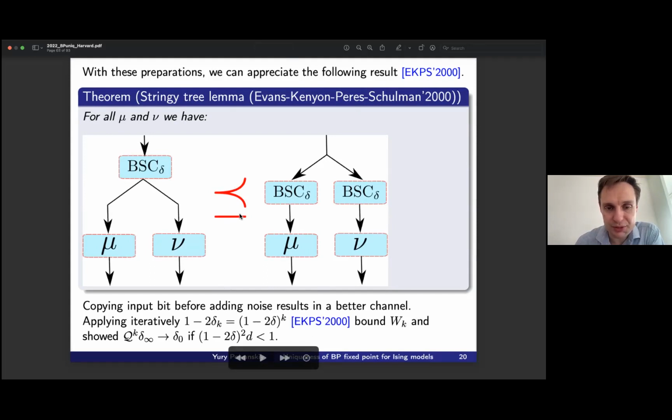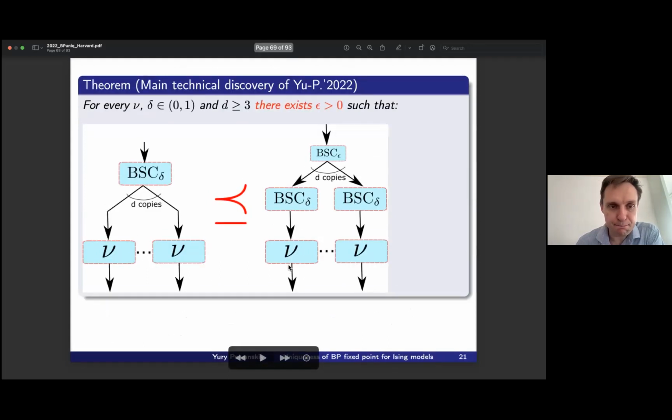Remember, this pre-order means that this is a strictly better channel, or a channel whose output can be degraded through some processing to simulate this channel. Now, our main technical discovery with Qian was the following strengthening of this stringy tree lemma, or STL.